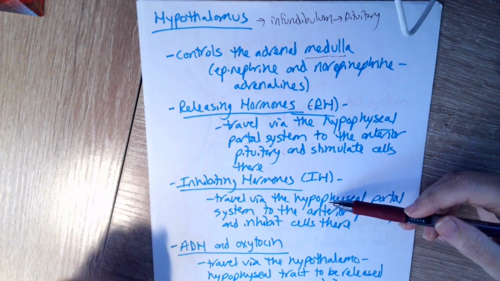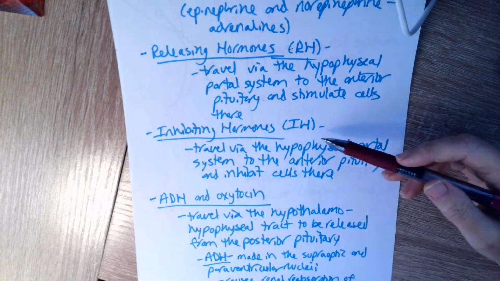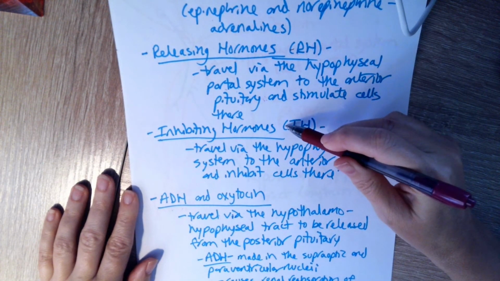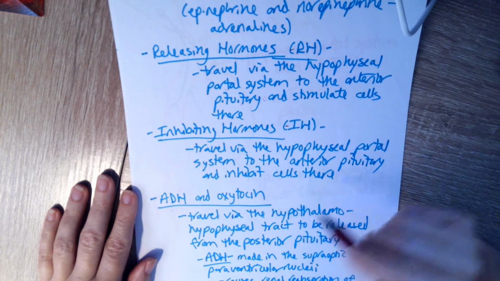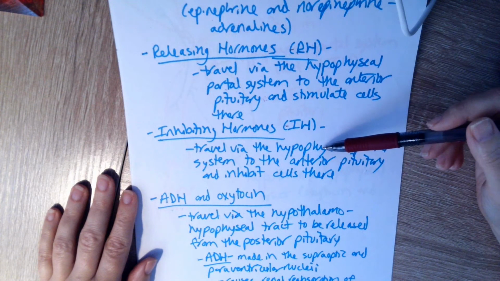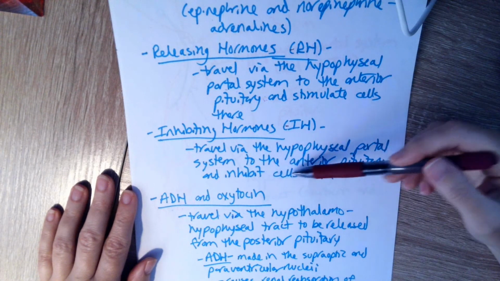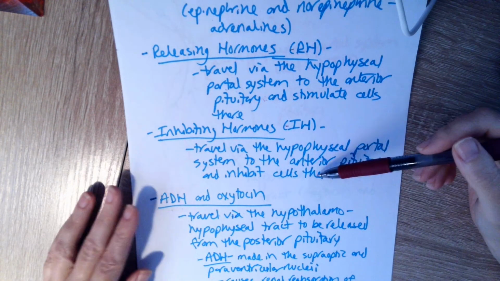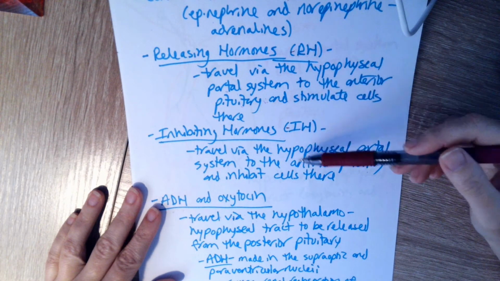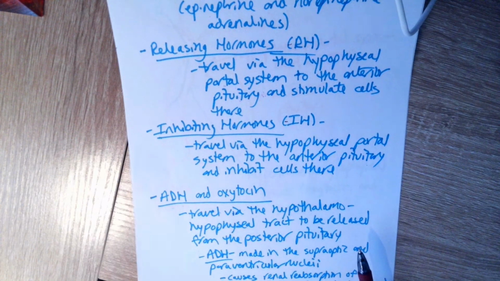Now, the hypothalamus can also turn off production of anterior pituitary hormones or slow it down using inhibiting hormones. And for that, we just use the name of the hormone with an IH for inhibiting hormone afterwards. These are going to also take the hypophyseal portal system down to the infundibulum, get down to the anterior pituitary, but they're inhibiting the cells there, which is why they're called inhibiting hormones. So releasing hormones from the hypothalamus stimulate the anterior pituitary, inhibiting hormones from the hypothalamus inhibit the anterior pituitary.